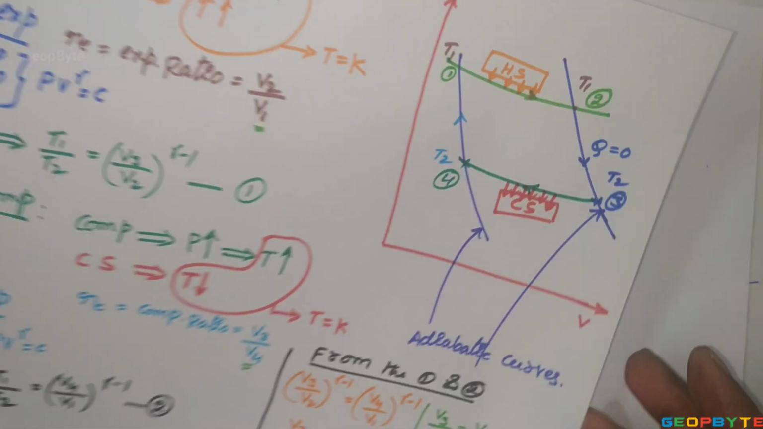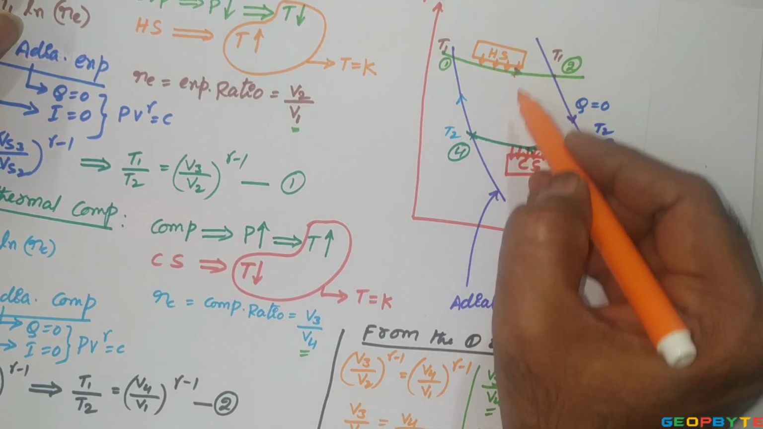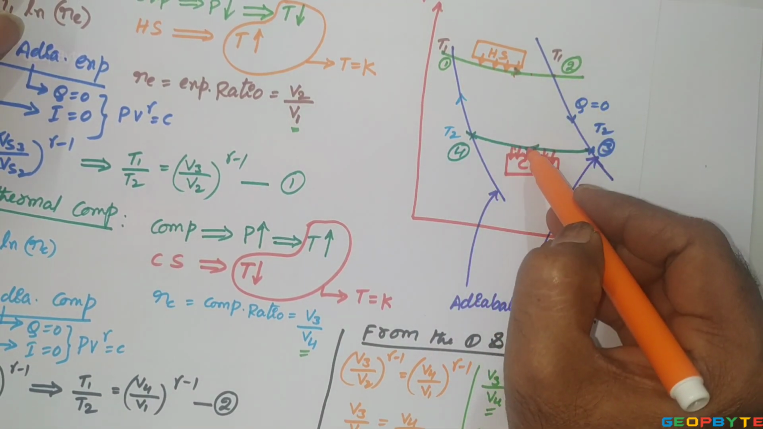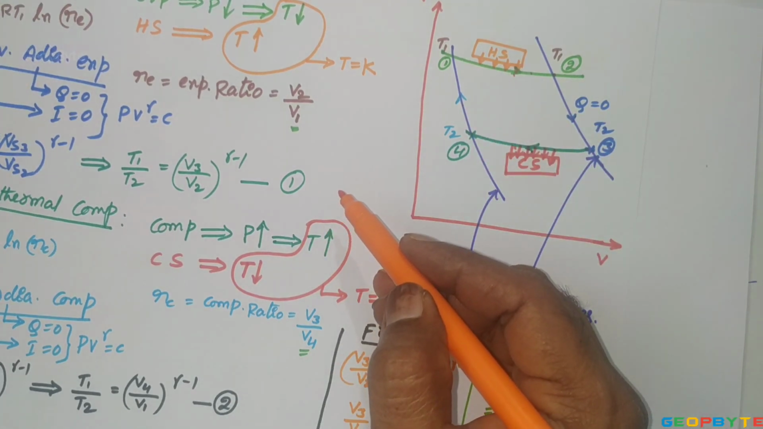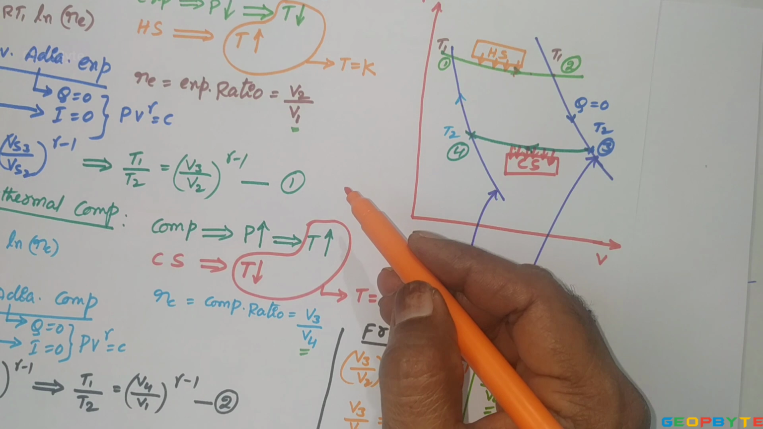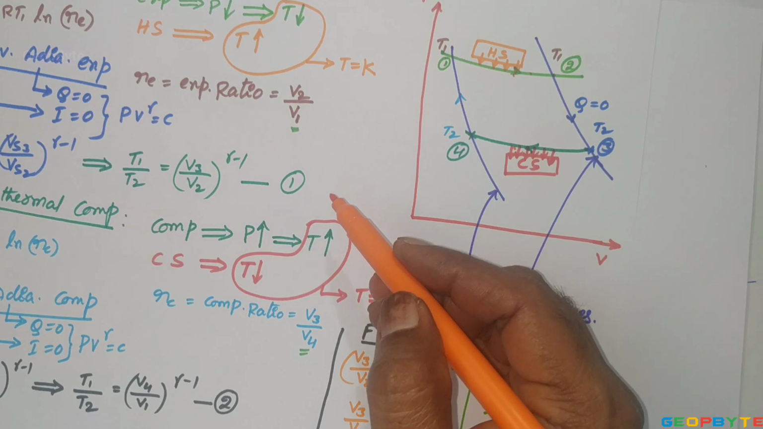You know, the Carnot cycle consists of 4 processes. These two are isothermal processes and these two are adiabatic processes. And that too it is constructed for a reciprocating heat engine, means inside the cylinder the piston is moving.